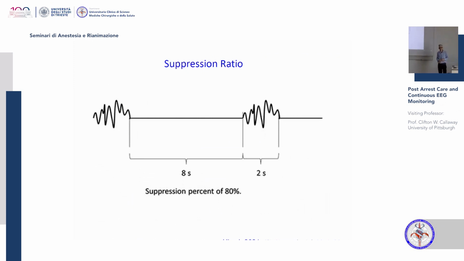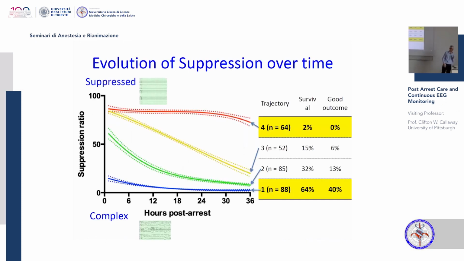The suppression ratio is one way to talk about that. And this is defined as how much time is a burst and how much time is flat. So here, we would talk about 80% suppressed because out of 10 seconds, 8 seconds are flat. If you quantify that, we did this in Pittsburgh, on many, many patients, you'll see that patients have different trajectories.